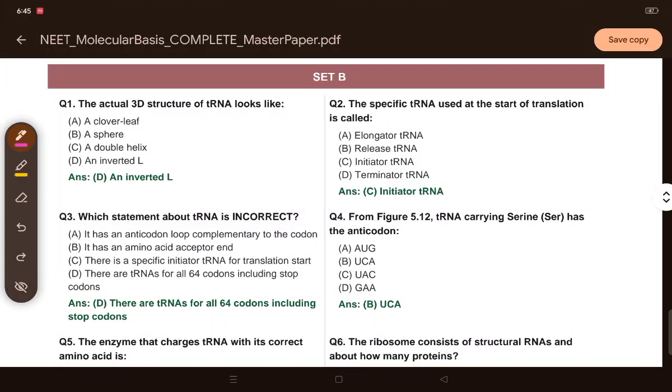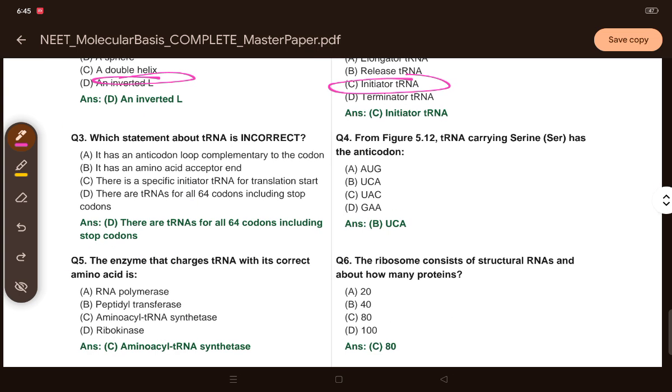Let's do some questions of molecular basis of inheritance. The actual 3D structure of tRNA looks like an inverted L shape. The specific tRNA used at the start of translation is called initiator tRNA. Which statement about tRNA is incorrect? There are tRNA for all 64 codons including stop codons.